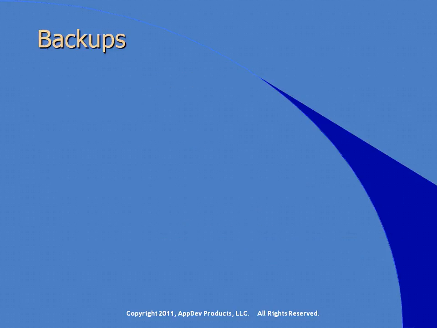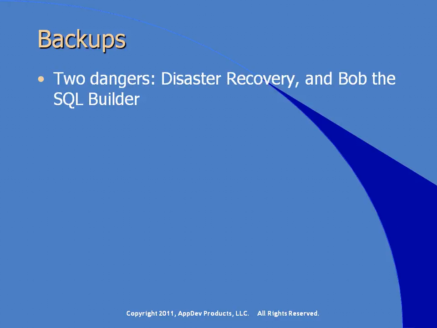All right, enough about federation and scalability. Let's talk a little bit about backups. When dealing with backups, we're really talking about two types of dangers. We're talking about the disaster recovery type, and then we're talking about the rogue SQL developer who just executed a delete or update statement without specifying a where clause. These are the two kind of things that we need to solve from a backup perspective.